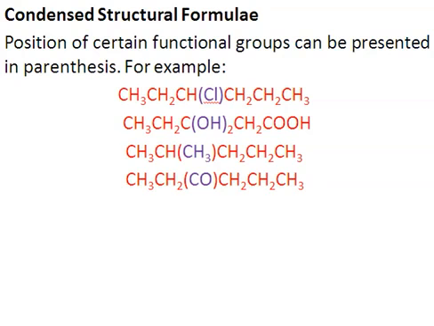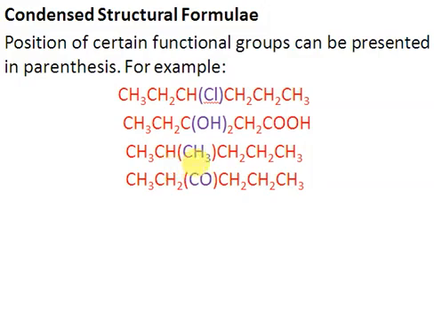For example, here we have written this chlorine inside the brackets, indicating that chlorine is attached with this carbon. Similarly, we have hydroxyl here, and if you can see, there is a 2 outside this bracket. It means to this carbon there are 2 hydroxyl groups attached. Similarly, here we have a carbon, and with the bracket we have methyl, meaning methyl is attached with this carbon, and here we have CO.